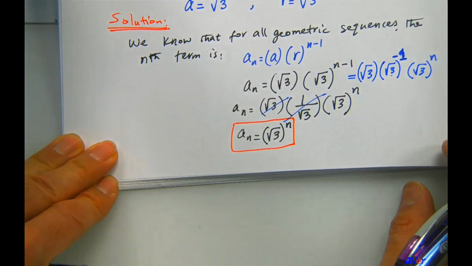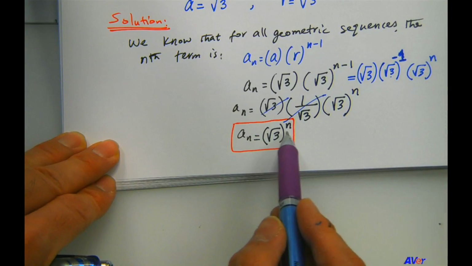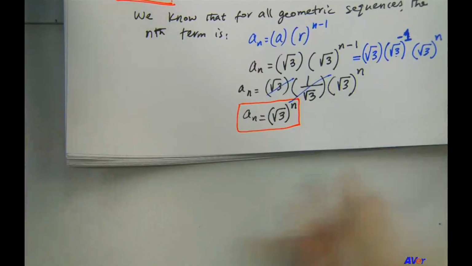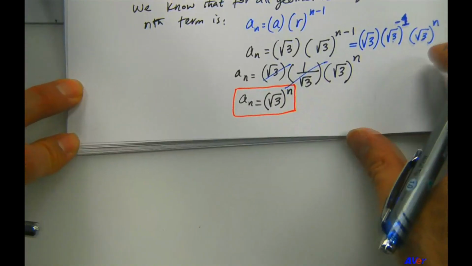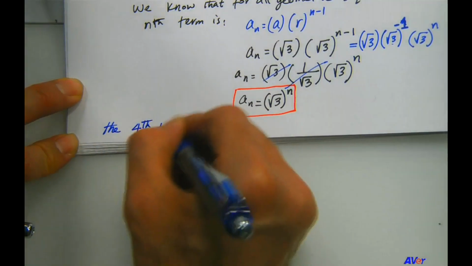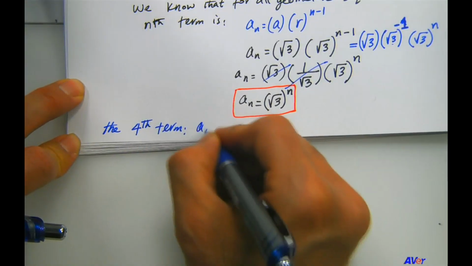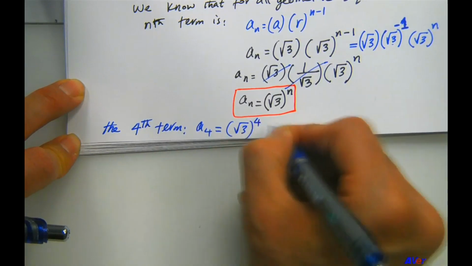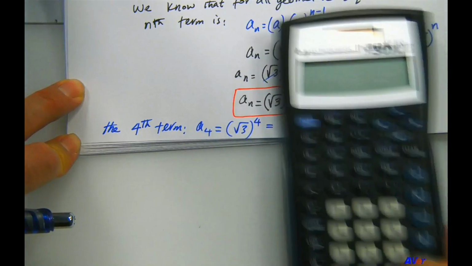Okay. Then they want us to find the fourth term. So all we have to do is plug in 4 for n, right? So let's do that. The fourth term is as follows. We have a4 is equal to square root of 3 to the 4th power. So what do we get? Let's find out.